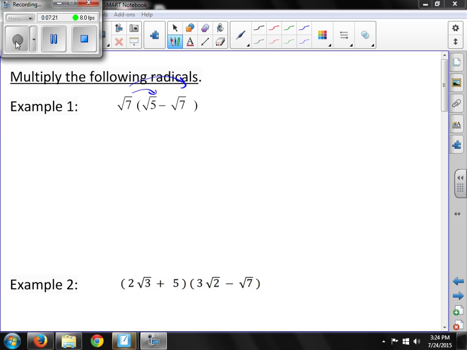Continuing with multiplying radicals together, I'm going to use the distributive property here and multiply the square root of 7 times both of these. The square root of 7 times the square root of 5 would be the square root of 35. The square root of 7 times the square root of 7 would be the square root of 49, which just becomes 7. Square root of 35 minus 7.